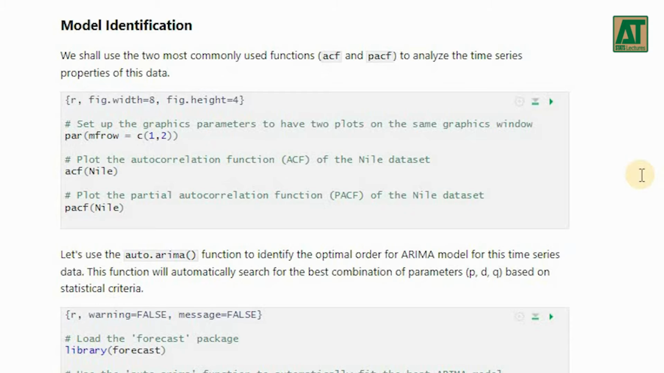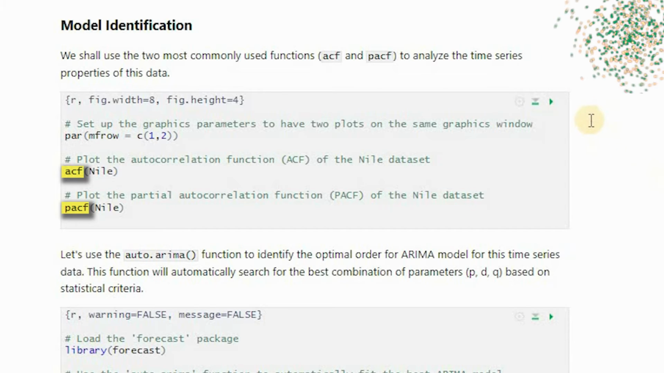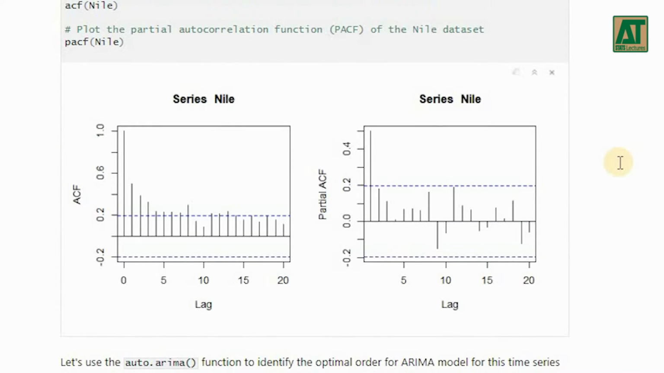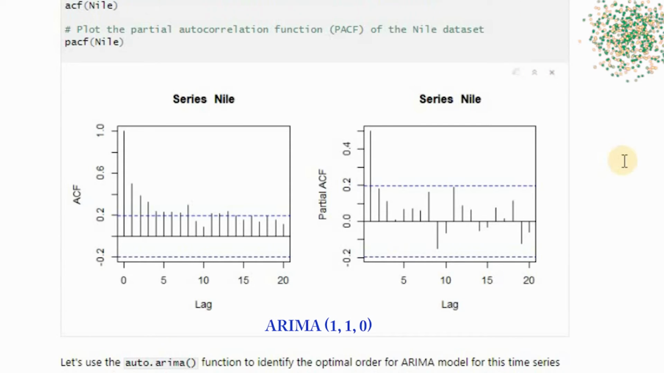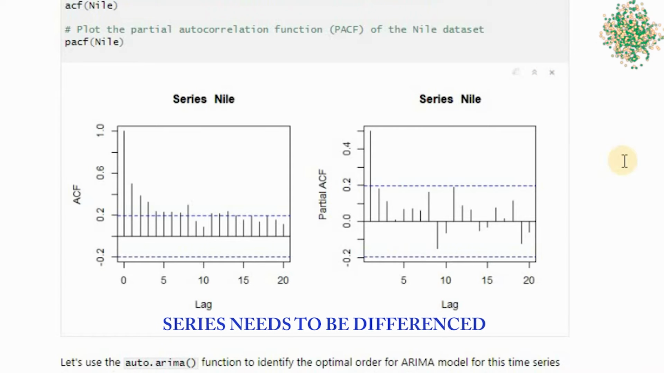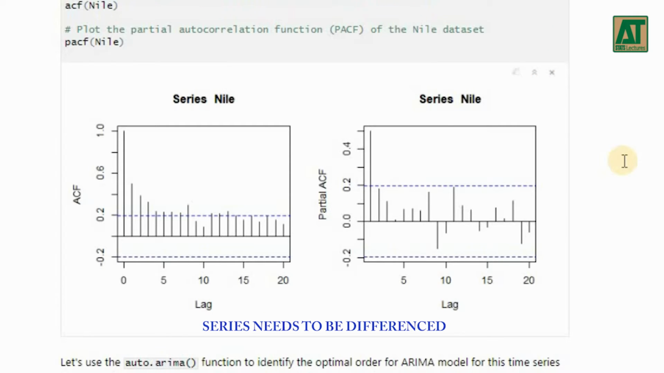We shall use the two most commonly used functions, ACF and PACF, to analyze the time series properties of this data. Based on the autocorrelation plot in the image, it appears that an ARIMA order of 1, 1, 0 might be appropriate. This is because the ACF plot shows a single spike at lag 1, and then dies off afterwards. This suggests that there is an autoregressive term of order 1, AR(1), in the model, but no higher order terms are needed. Further, we can also see that the autocorrelation values do not come to zero reasonably quickly, indicating non-stationarity and that the series needs to be differenced.